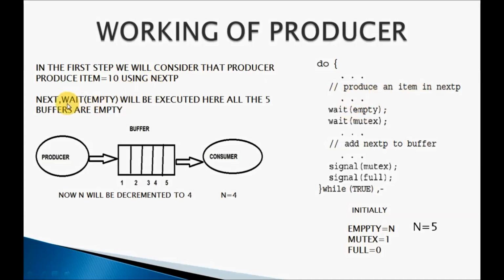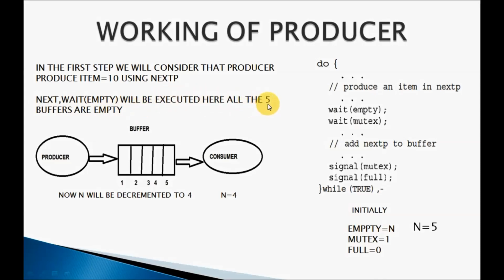Now, what happens? What is the next statement? Wait of empty will be executed. So what is the value of empty? Because for a producer, it has to check whether my buffer is full or not. If it is full, it can't produce an item. That's why it has to check. For a producer, the buffer should not be full. It can't produce otherwise. That's why it is checking for empty. Wait of empty will be executed here.